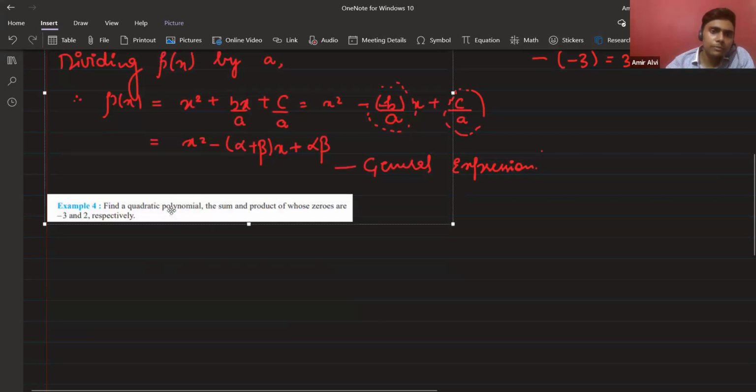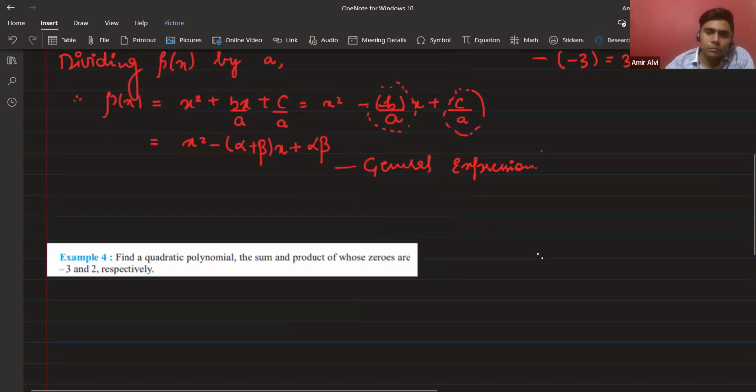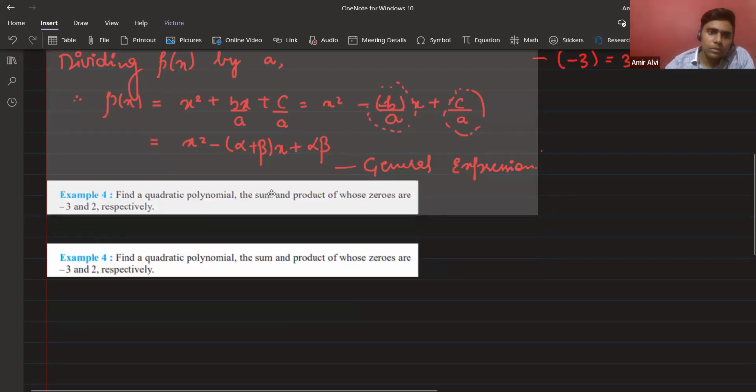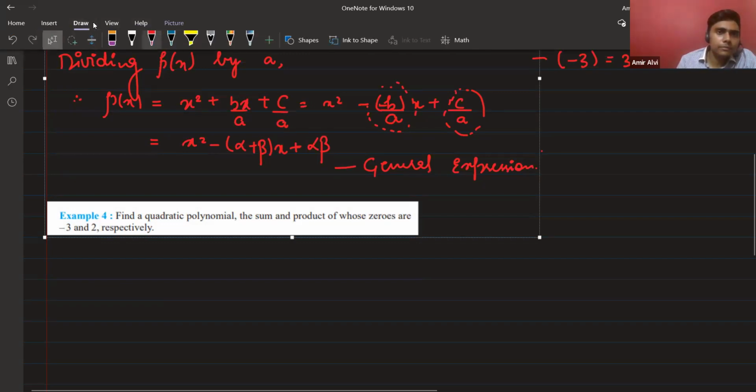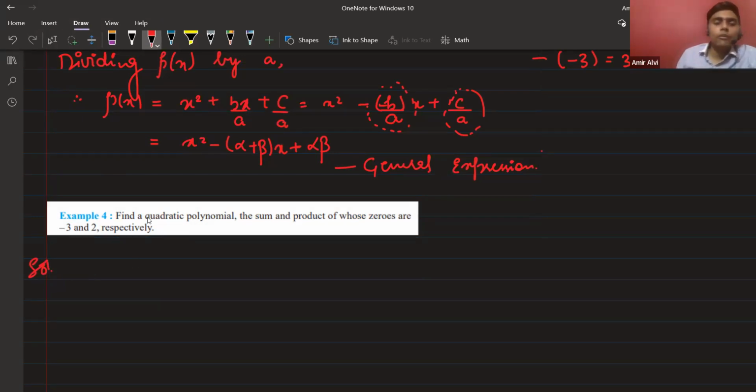Is this visible to you? Yes. So now, Adil, let's understand what the question is saying. It says find a quadratic polynomial, the sum and product of whose zeros are minus 3 and 2. So basically, it is saying that alpha plus beta is equal to minus 3 and alpha into beta is equal to 2.